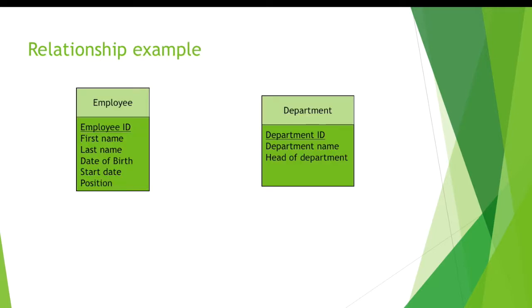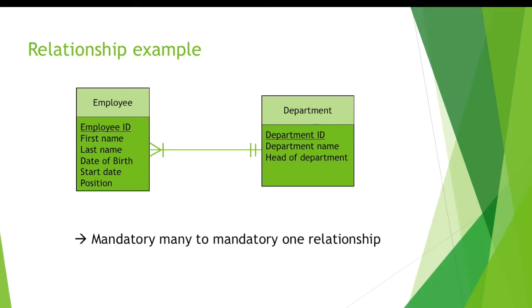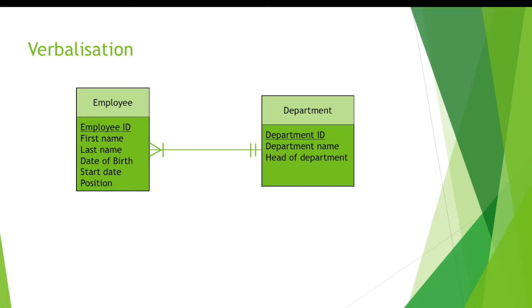If we now go back to our relationship example, the relationship between employee and department could look like this. So employee must work in one department, and department must have one or many employees. So it is a mandatory many to mandatory one relationship. There's also a particular way of how we verbalize the relationship, and that we do in a clockwise manner, and we also identify descriptive labels that match how we would read from employee to department and from department to employee.